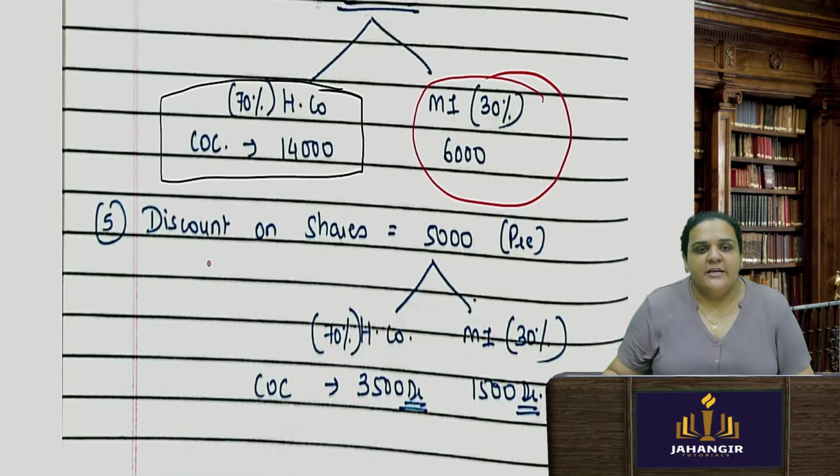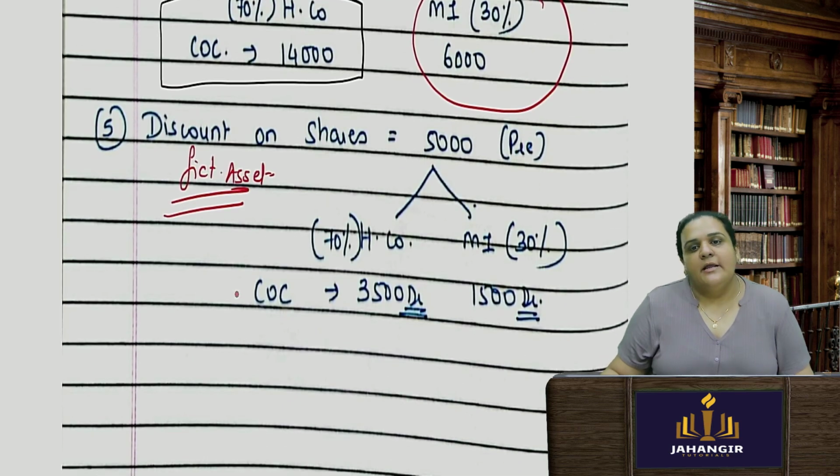Discount on issue of shares, it is like a fictitious asset. That is also a shareholder's item. It's like a loss. So like how profit there is a share, loss also they have to take the share. It is always pre, discount on issue of shares. Okay, fictitious assets are always pre. So 5,000 I will divide between holding and minority.